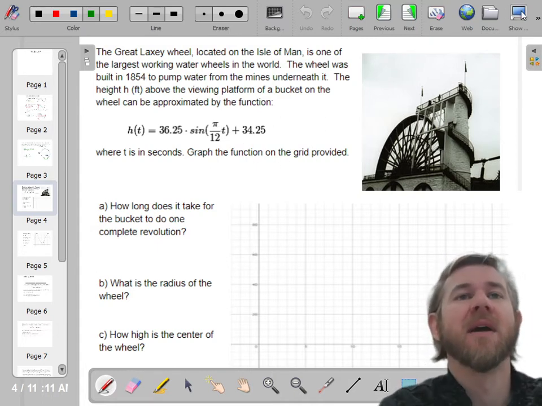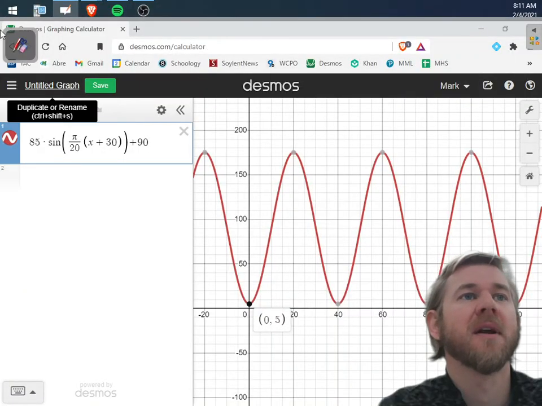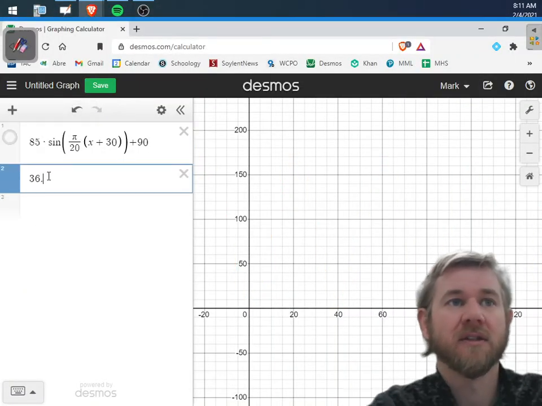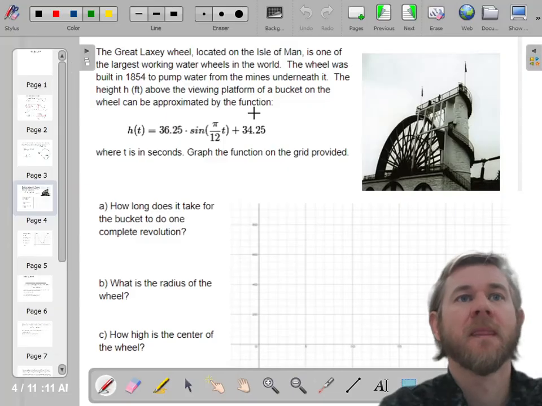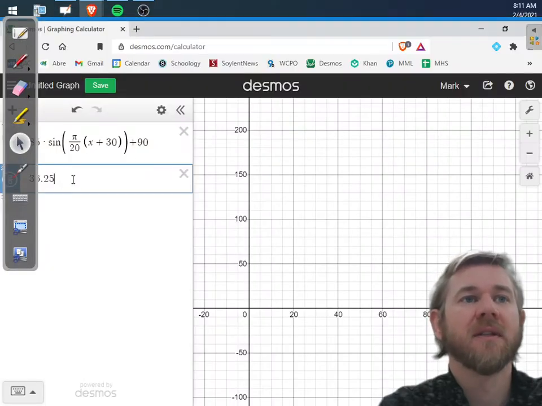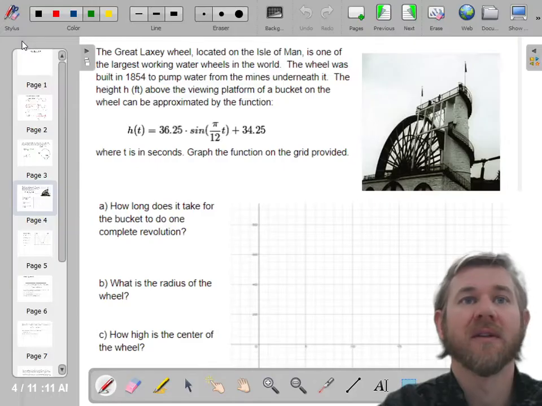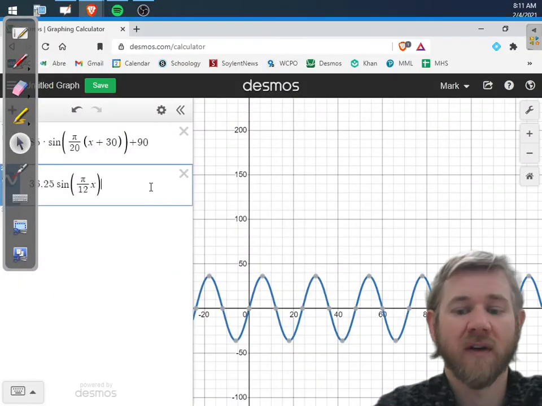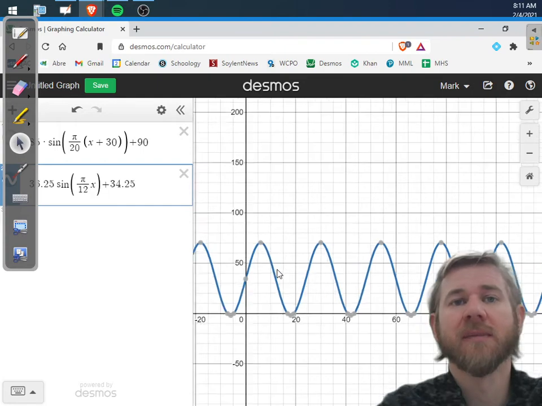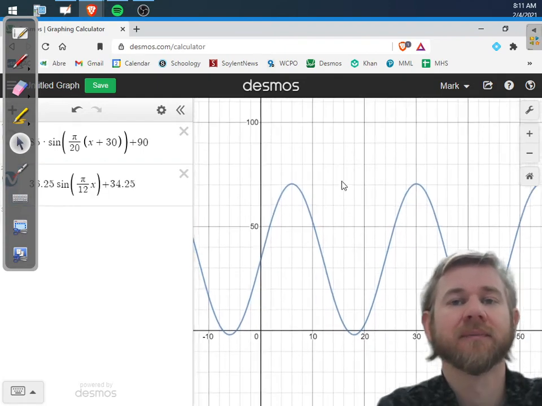So I'm going to type in the equation, 36.25. I'm going to hide this. 36.25 sine of pi over 12t. I'm going to make it x because otherwise I have to create the function notation. Plus 34.25. So here's my Laxey wheel.